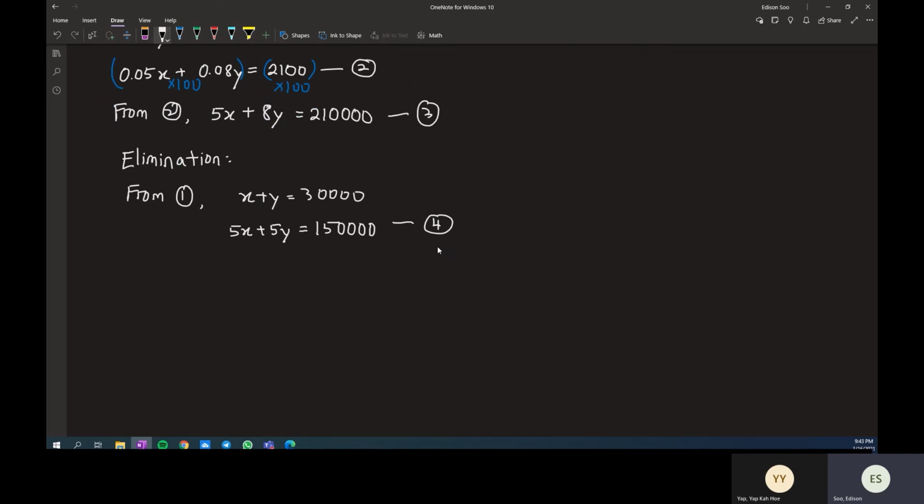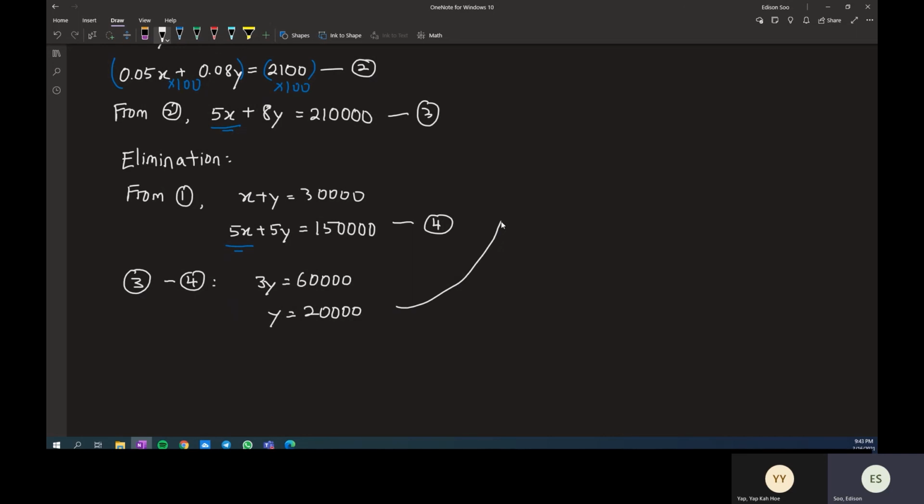Right now, if I want to use the method of elimination to solve, I want to eliminate one variable, which you can see here. Both equation 3 and equation 4 have a 5x. So I will eliminate 5x. So what I do is I use equation 3 minus equation 4. From that, I will get 3y equals 60,000. Therefore, solving for that, y will be equal to 20,000.